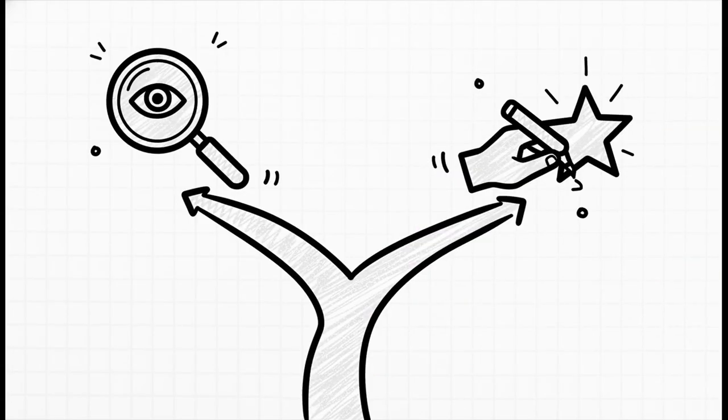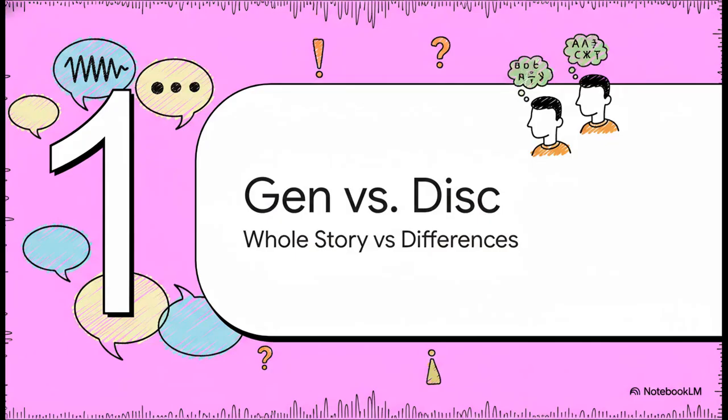So right there you have it, two totally different goals. On one hand, you have recognizing what already exists. On the other, creating something brand new. And this isn't just about different tasks, no. This is the story of two completely different philosophies in AI. So let's break this down. We've got generative versus discriminative models, learning the whole story versus just learning the differences.